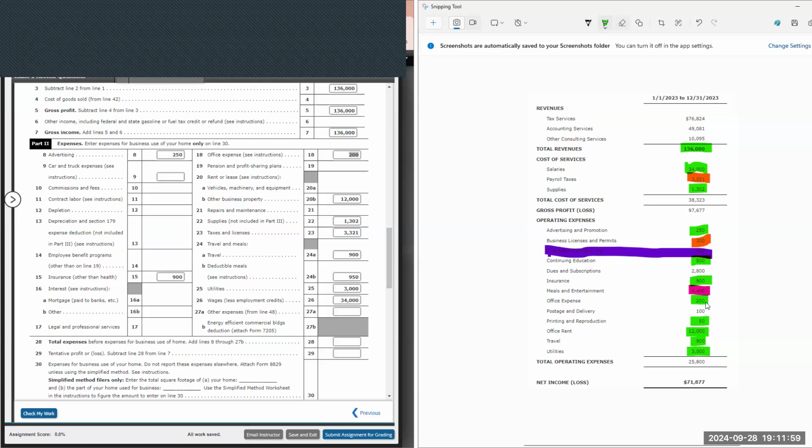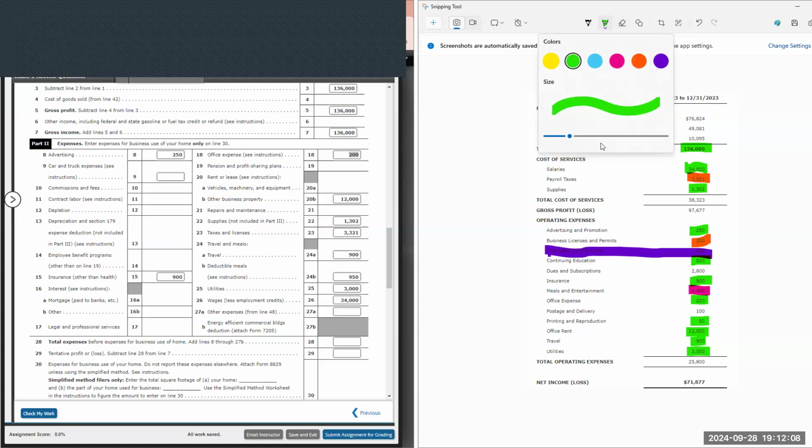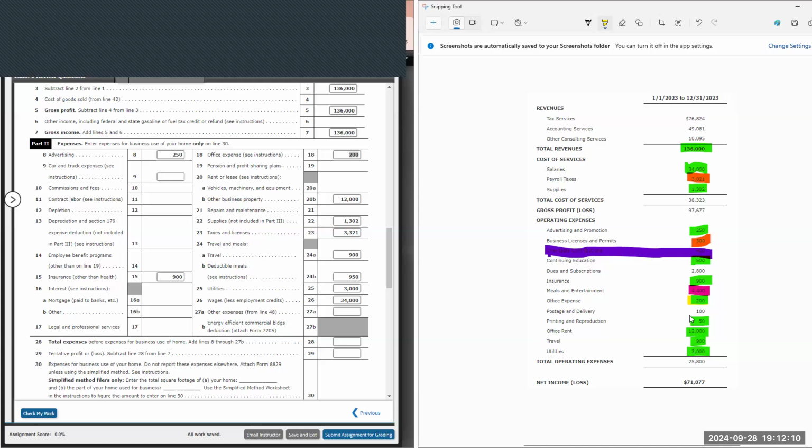I'm actually going to change this since we added both. Well, it requires me to remove all, so I'm just going to change the color. So we have $200 for office expenses and then $100. So line 18, we would add both the office expense and the postage and delivery. And then lastly, for the dues and subscriptions, unfortunately, the dues and subscriptions are not considered deductible.